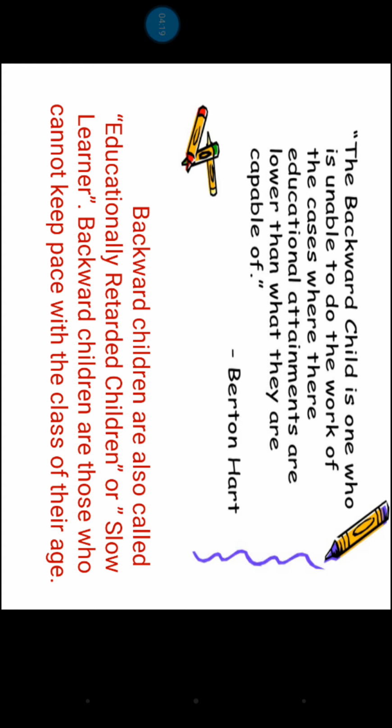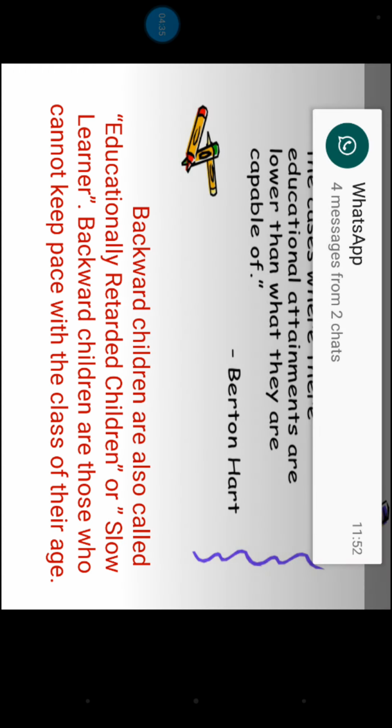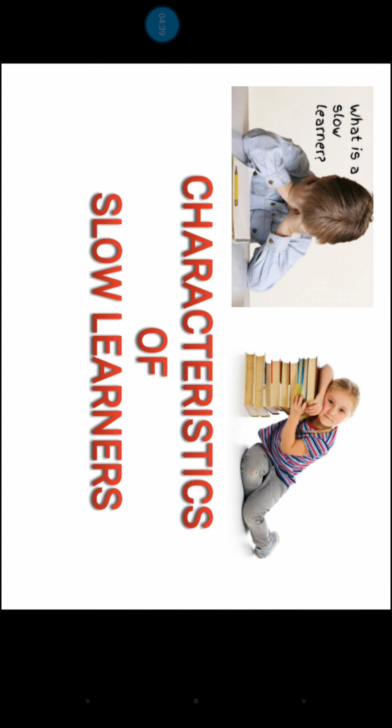According to Hart, such children are capable of doing more. But when we see their educational achievements, we can say these students are underachievers because of their slow learning. Now, what are the main characteristics of slow learners?